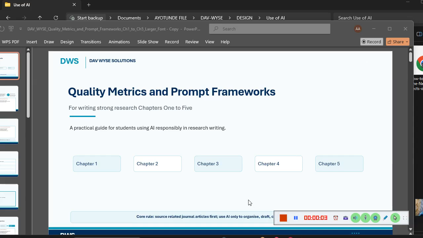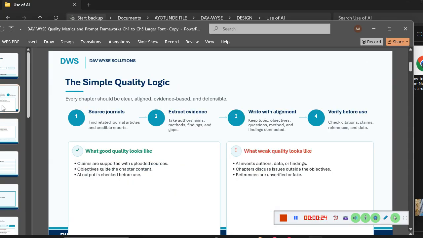Okay, so in this next section, we'll be talking about how to start with your project. When you have your project, how to start with your project, how to use AI to make your work faster. So when you start with your project, after you must have gotten your topic, one thing you need to note is the next thing is to source for journals.